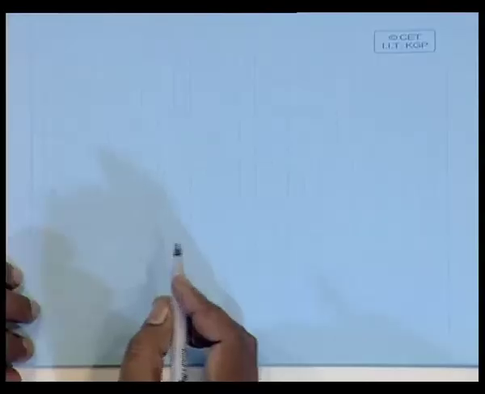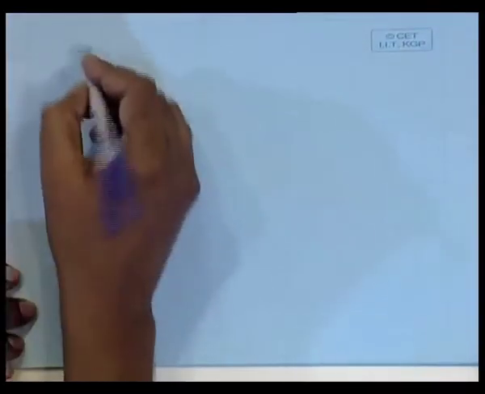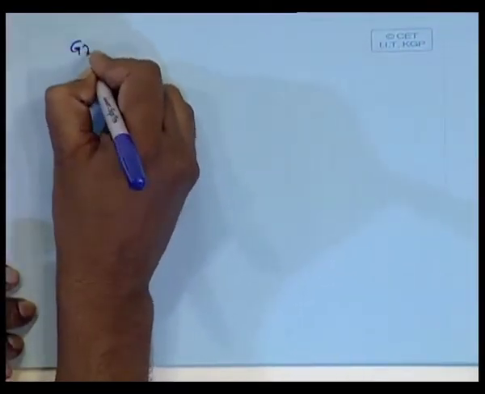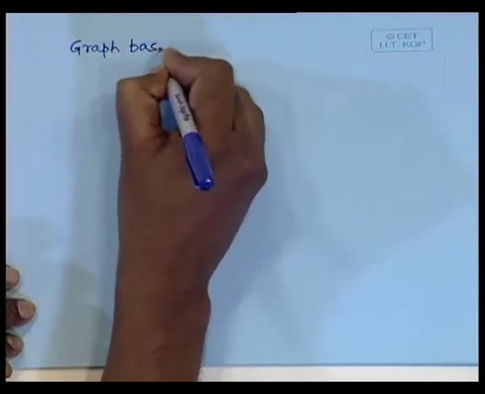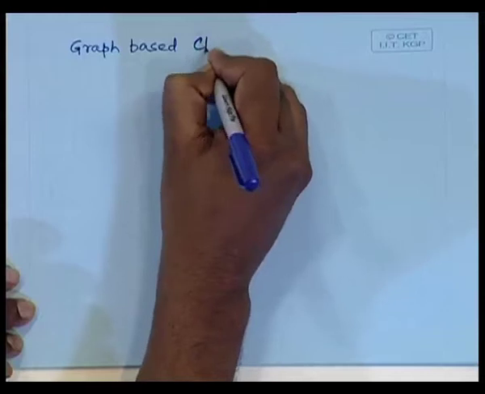Now, the other algorithm which can be formed out of this distance matrix is a graph based algorithm, or graph based clustering.